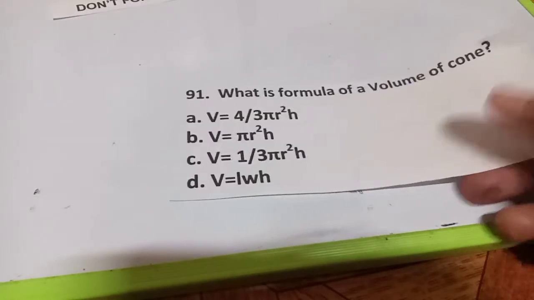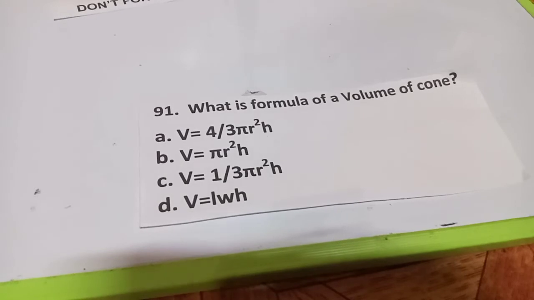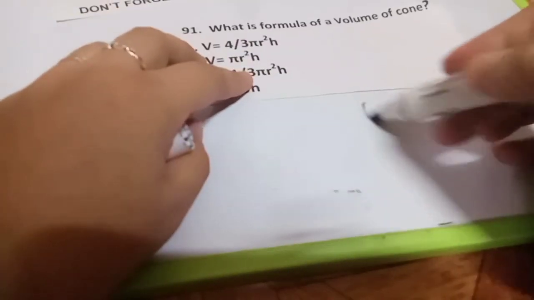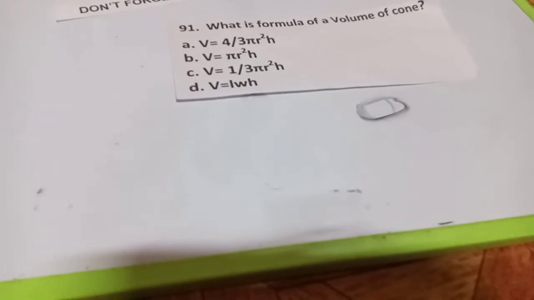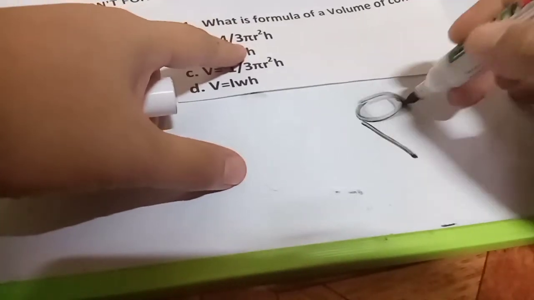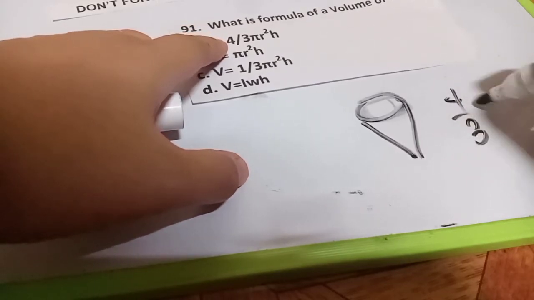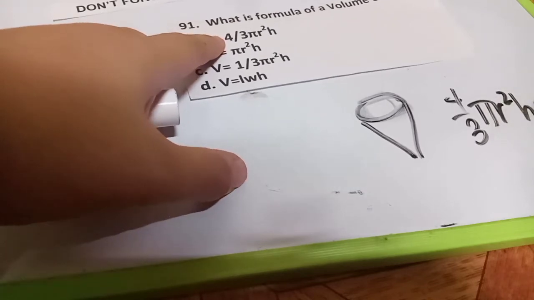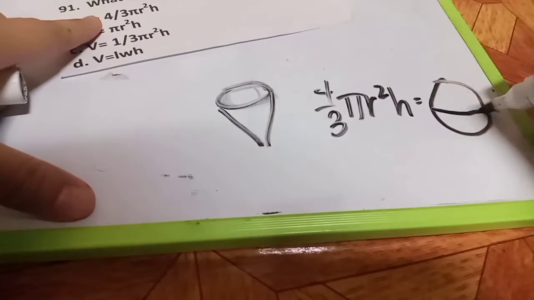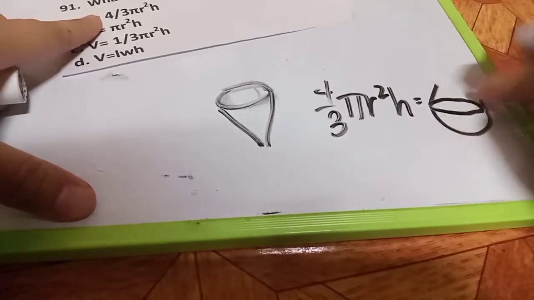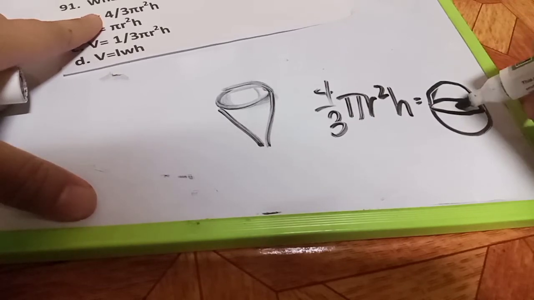Okay, this is the formula. What is the formula of the volume of a cone? So, what is a cone? A cone is just like the ice cream cone. So this is a cone. In letter A, we have 4/3 pi r squared height. This is a sphere. Take note, sphere. Do you know what a sphere is? The earth is a sphere.